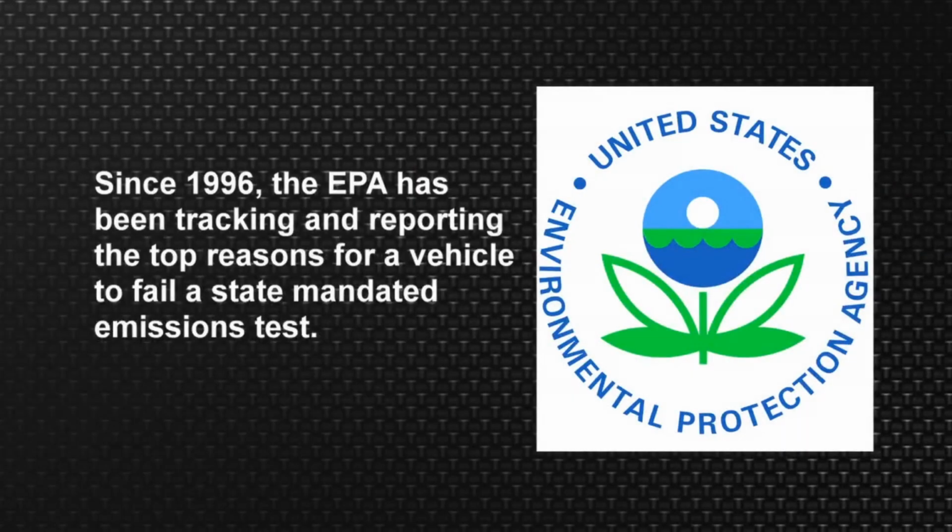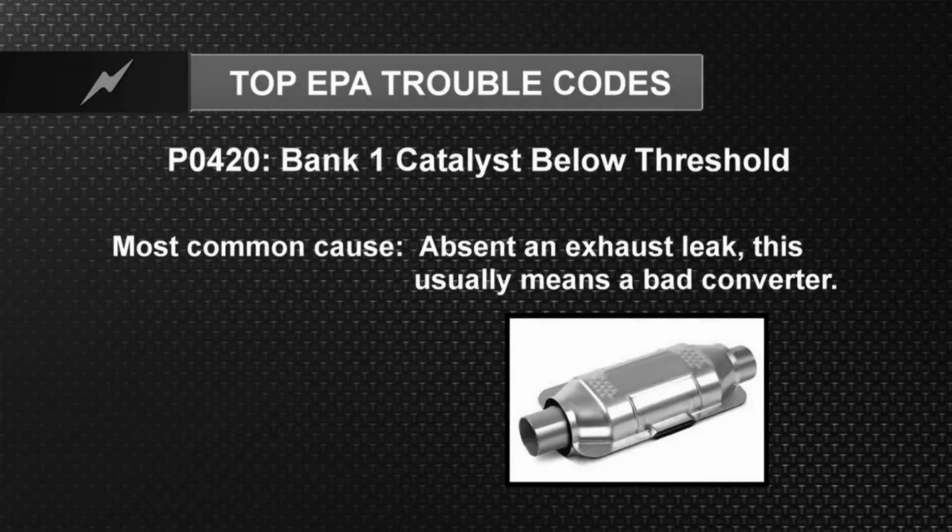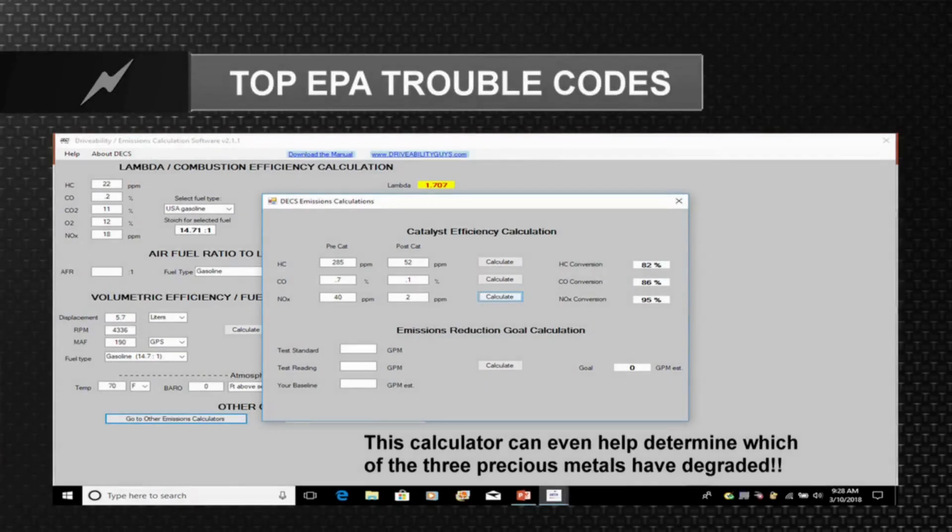The EPA has tracked top vehicle emissions test failures since 1996, releasing quarterly reports. This covers common trouble codes. P0420, Bank 1 catalyst below threshold. Usually a failed catalytic converter requiring replacement unless an exhaust leak is present. Use an emissions calculator, some free, some paid, to determine actual catalytic converter efficiency by checking precious metal percentages: platinum, palladium, rhodium. This also detects Venturi-style exhaust leaks, eliminating guesswork.